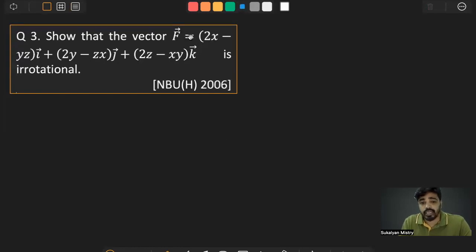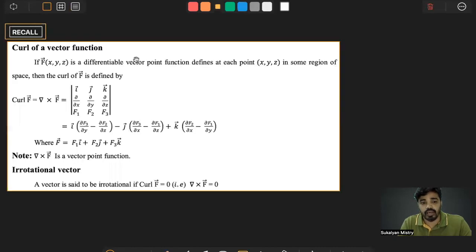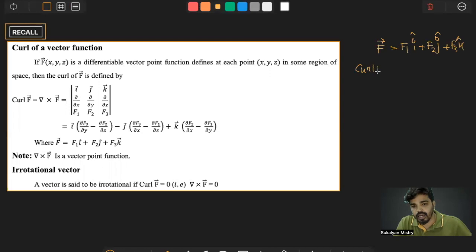Okay. So next example. Show that the vector F is irrotational. Okay. What is it? Just recall the definition of curl of a vector. Irrotational means we have to show that curl F is equal to 0. That is del cross F is equal to 0. Okay. Del cross F. It should be noted that suppose F is equal to F1 i plus F2 j plus F3 k. Okay. So we have to calculate curl F.